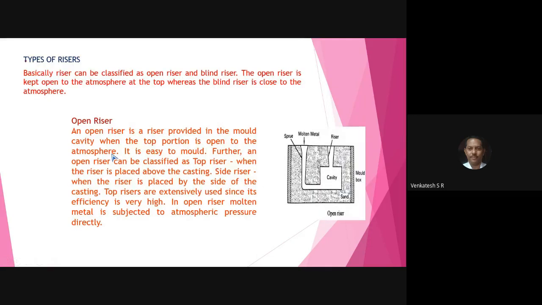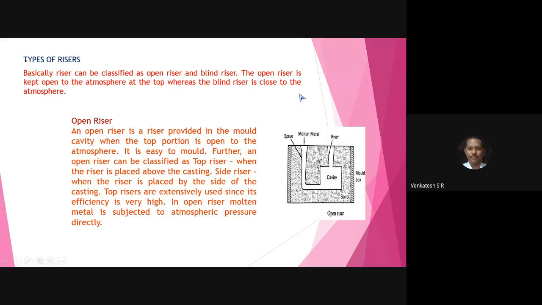Next, come to the point. All of you write down types of risers. Riser. What is the meaning of riser? All of you observe here. This is the mold cavity. This is the pouring basin, sprue, and it fills the mold cavity from the side. On the top, you have the riser. What is the function of riser?